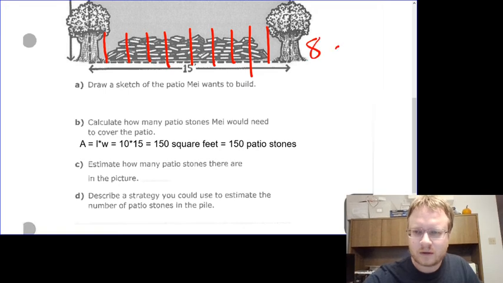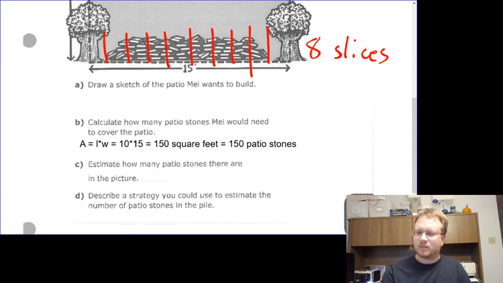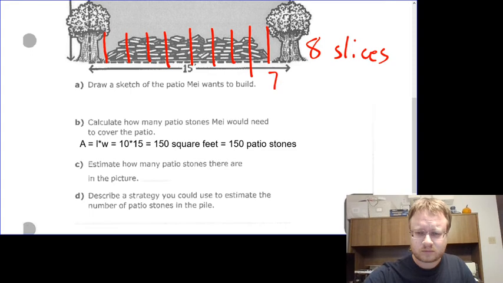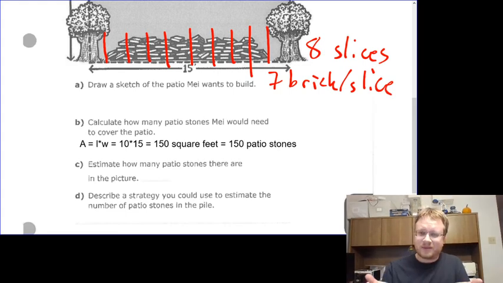We have 8 slices. And we want to know how many bricks per slice. Let's just choose this slice right here. Let's count 1, 2, 3, 4, 5, 6, and a bunch of little bits. So let's say like 7. So 7 bricks per slice. Once again, this is a conversion question. I have slices. I have the conversion factor of 7 bricks per slice, and the thing I want to find is the number of bricks.